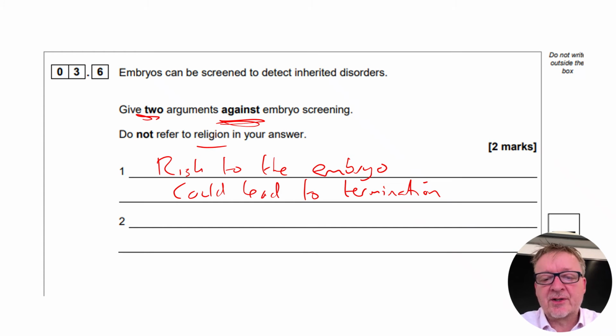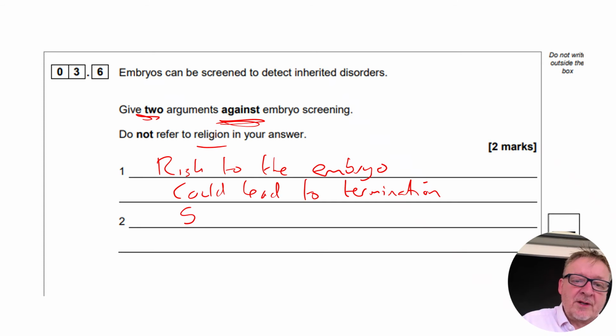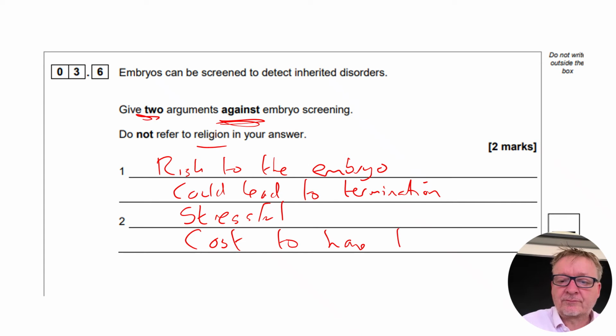It could cause damage. It could also lead to the embryo coming out of the lady, which is then a termination, so the lady is not pregnant anymore. It is stressful for the mother and the baby, or the embryo rather, and it will also cost to have the procedure.